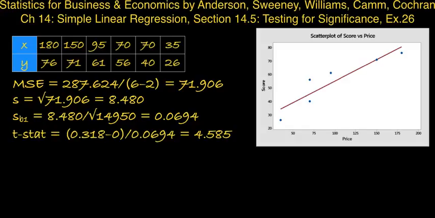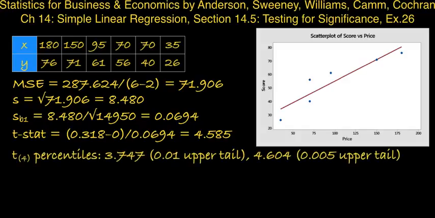And to find the p-value that corresponds to that t-statistic, we'll look up a t-table with 4 degrees of freedom. 3.747 has a 0.01 upper tail, and 4.604 has a 0.005 upper tail. And our test statistic is in between those two, so the upper tail corresponding to 4.585 must be in between 0.005 and 0.01. And because we're doing a two-tail test, we'll multiply those tails by 2, and so our p-value must be in between 0.01 and 0.02.